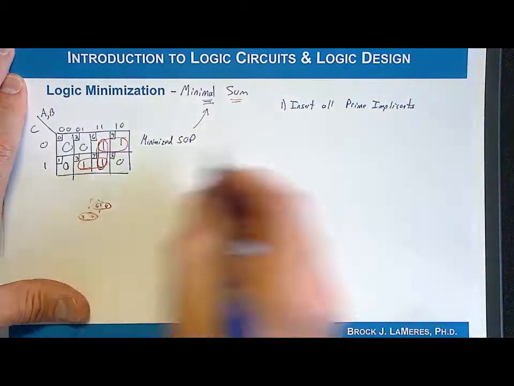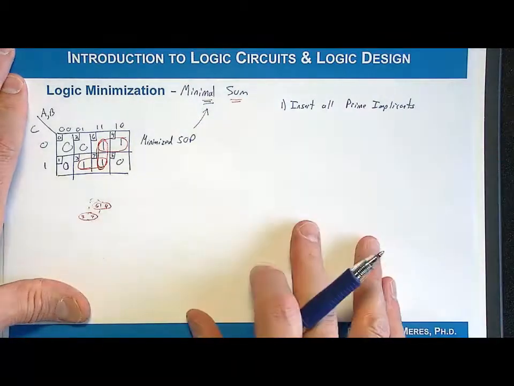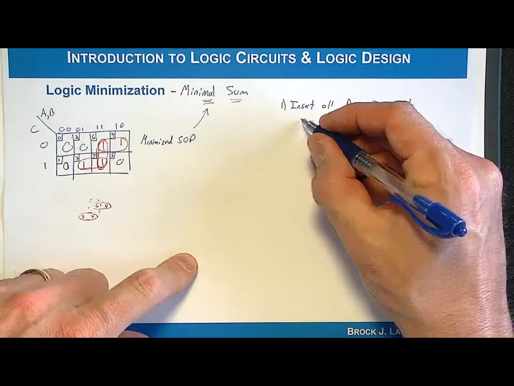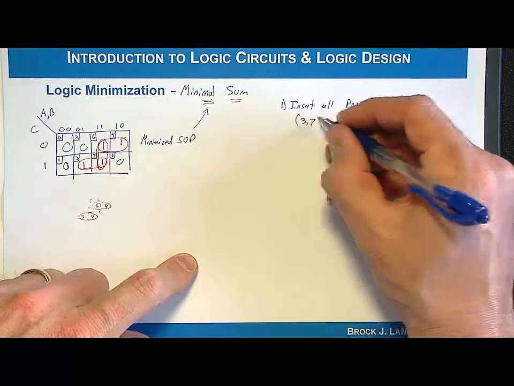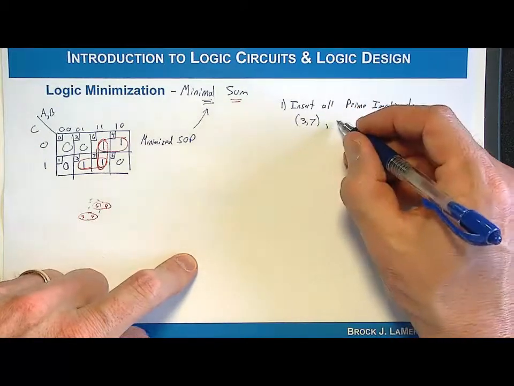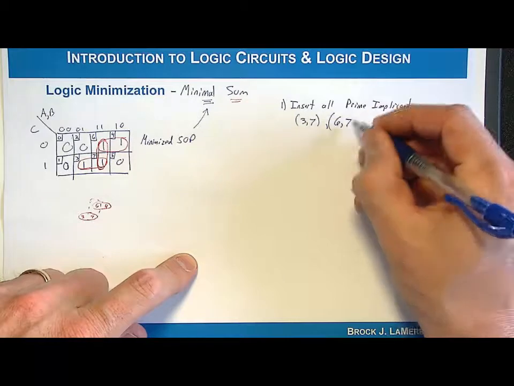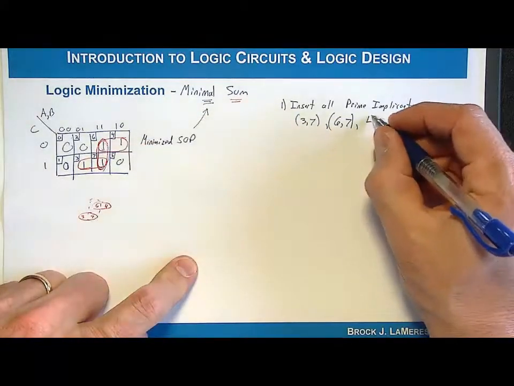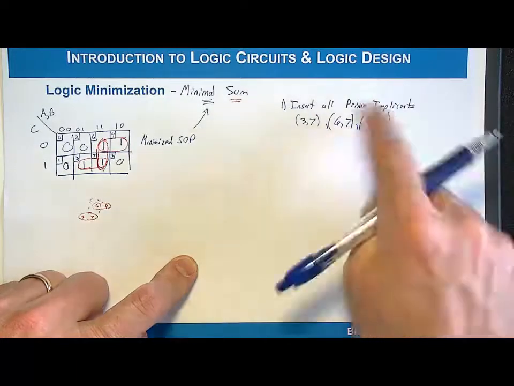And so we've done that. That's all the circles. So we had three prime implicants. Okay, so we could actually call them the 3, 7. That's one of them. And then we could have the 6, 7. That would be this one right here. And then we could also call the 4, 6. So we have 3 of these prime implicants, and that's great.